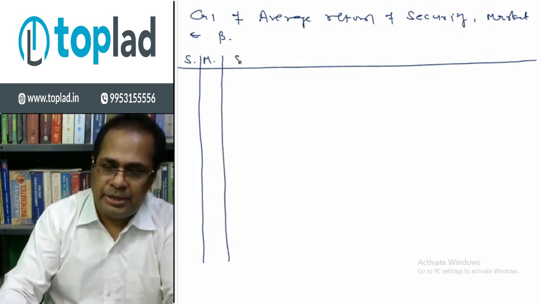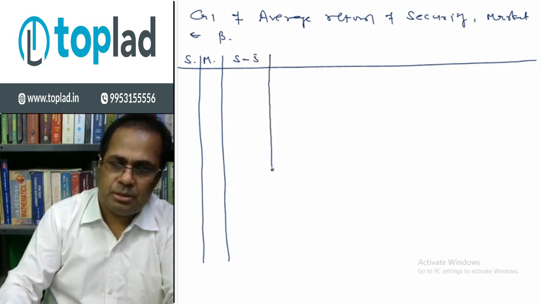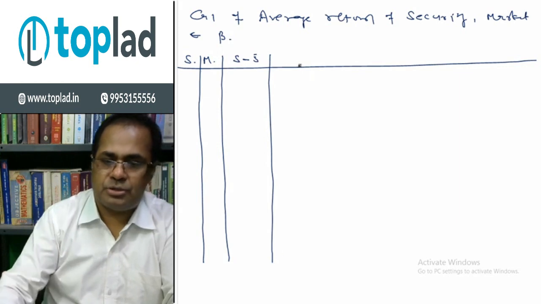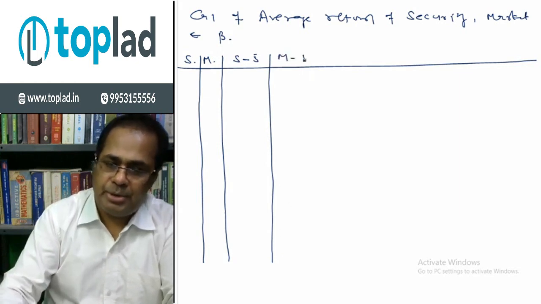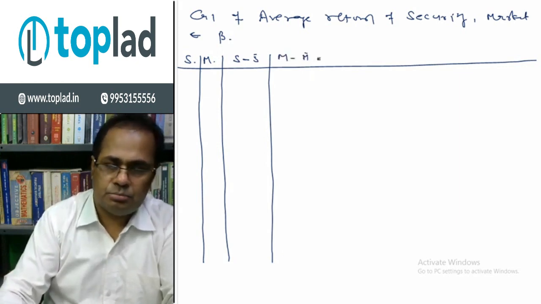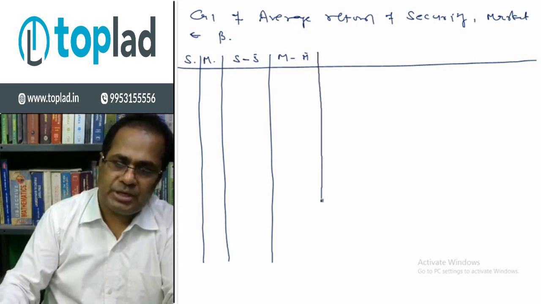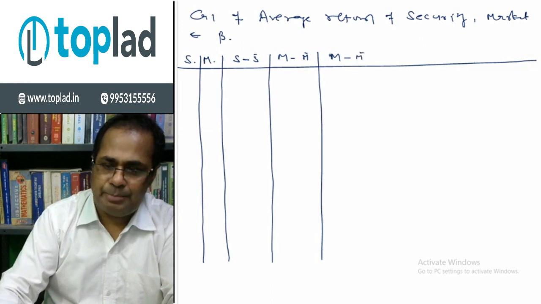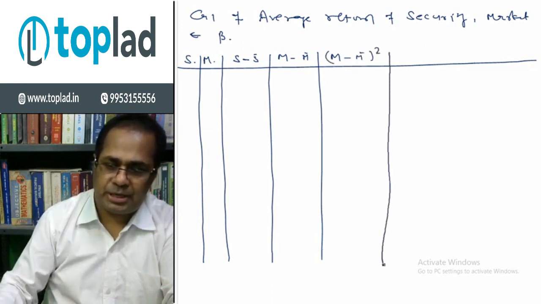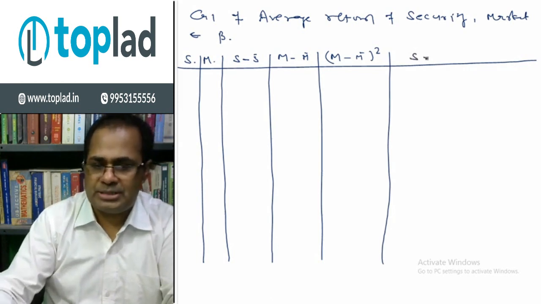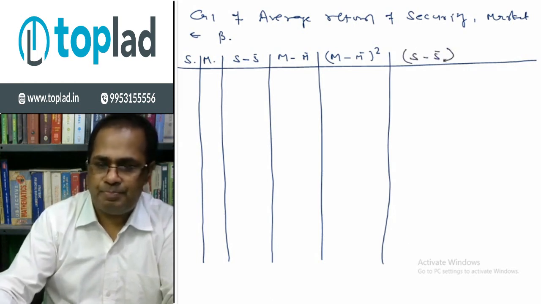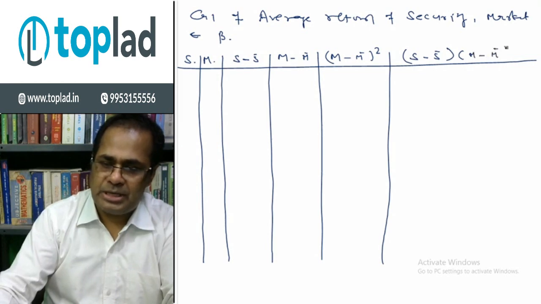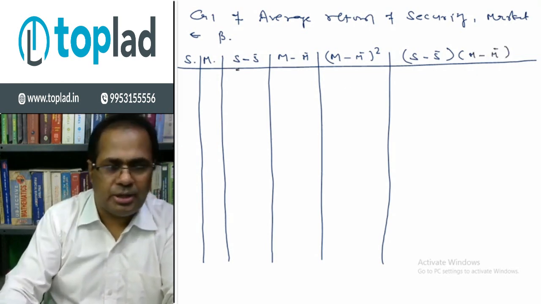Now here SI minus S bar. S bar represents the mean, the average return of the security. MI minus M bar represents the deviation of the market. Now MI minus M bar whole square is for the standard deviation of the market. Now S minus S bar, M minus M bar. Now what is the security?